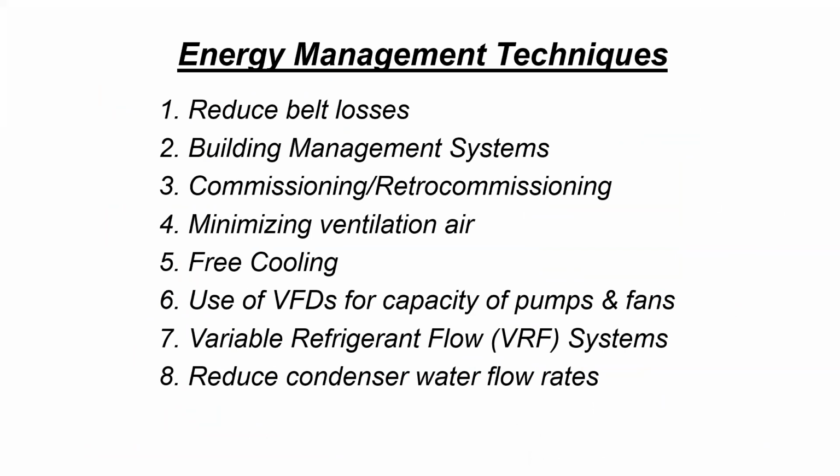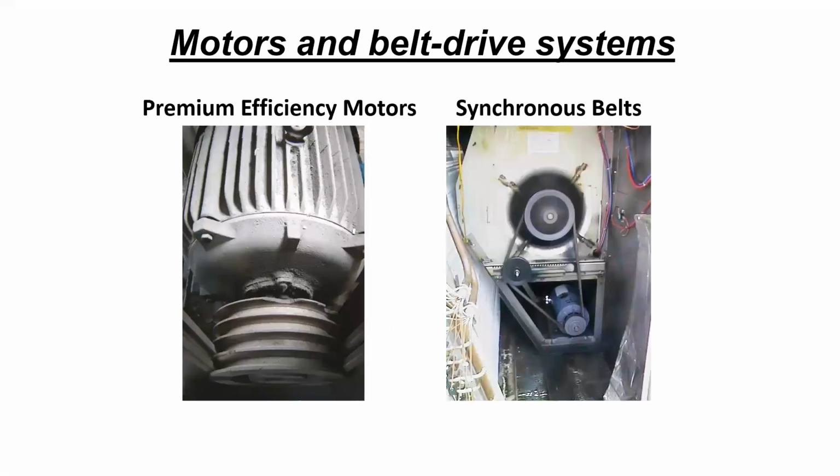In the rest of the presentation, we're going to talk about these 8 items, and how we can look at buildings to make sure we get the most out of energy efficiency. On building management systems, we're going to talk about commissioning and retro-commissioning, minimizing ventilation air, free cooling, VFD on the fan and on the condenser flow, variable refrigerant flow systems, and reduced condenser water flow rate. I think we will talk about a few other things as well, which are perhaps not listed here.